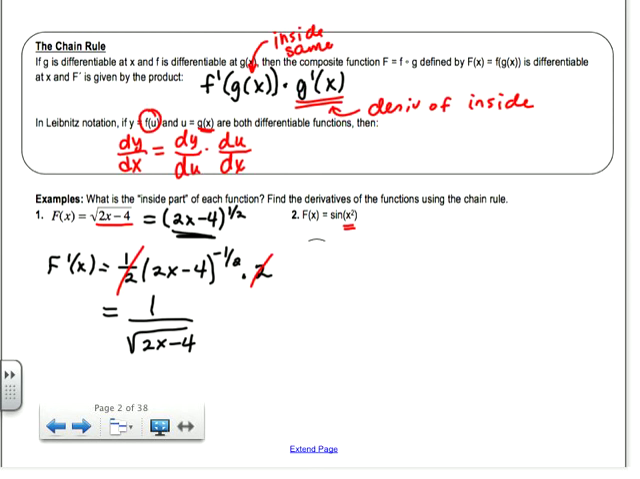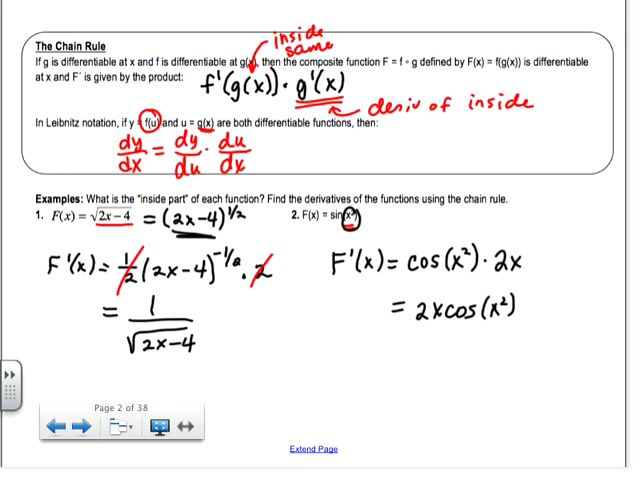All right, so f prime of x is, treat that inside part like a variable. Its derivative would be cosine of that inside part. So cosine of x squared. And then times derivative of inside, 2x. So we write 2x cosine of x squared. And that's your answer. Okay, makes sense?